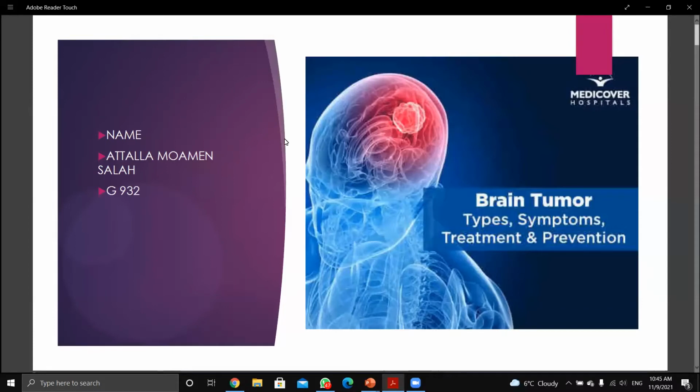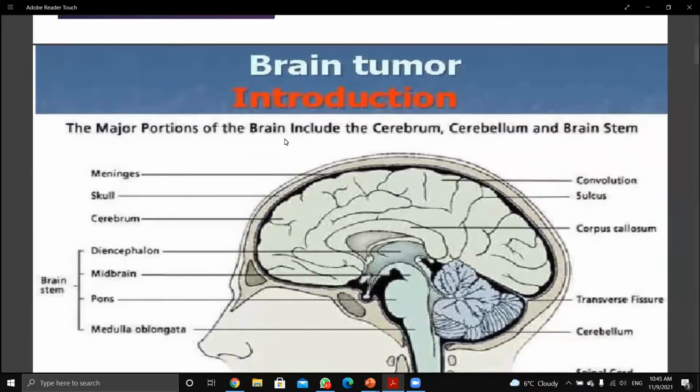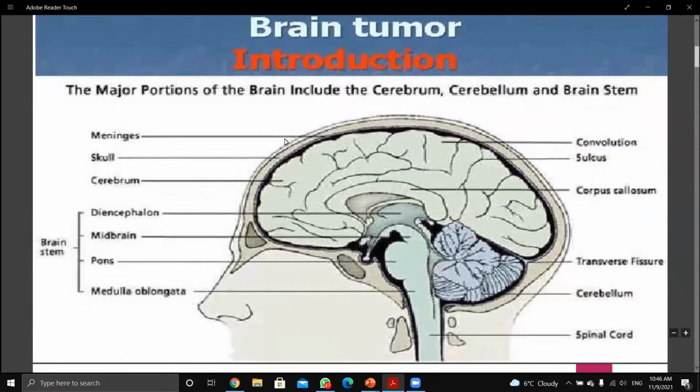Yes, today we'll speak about brain tumor. As you see in this picture, brain tumor introduction. The major parts of the brain include the cerebrum, the cerebellum, and the brain stem. As you see in this structure of the brain, the brain consists of convolution, sulcus, corpus callosum, transverse fissure, the cerebellum, and also the spinal cord.